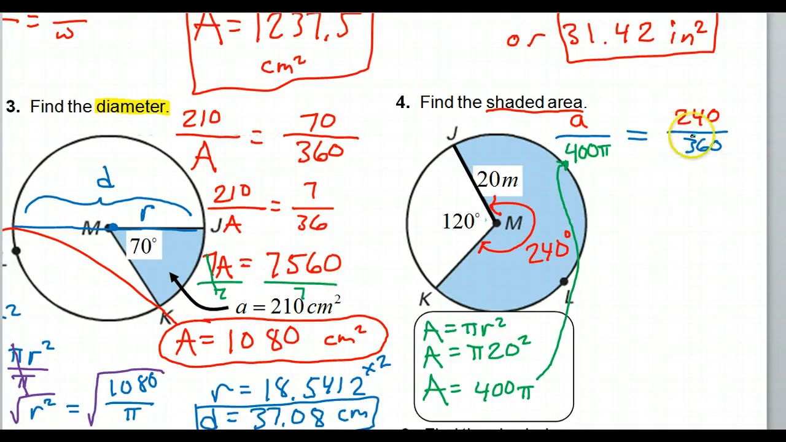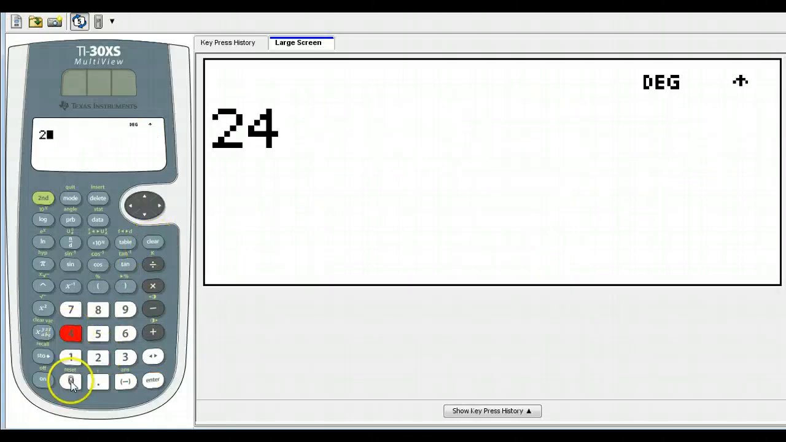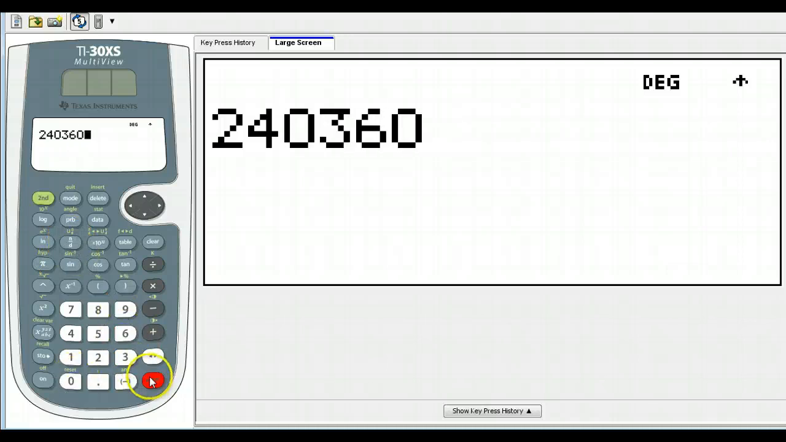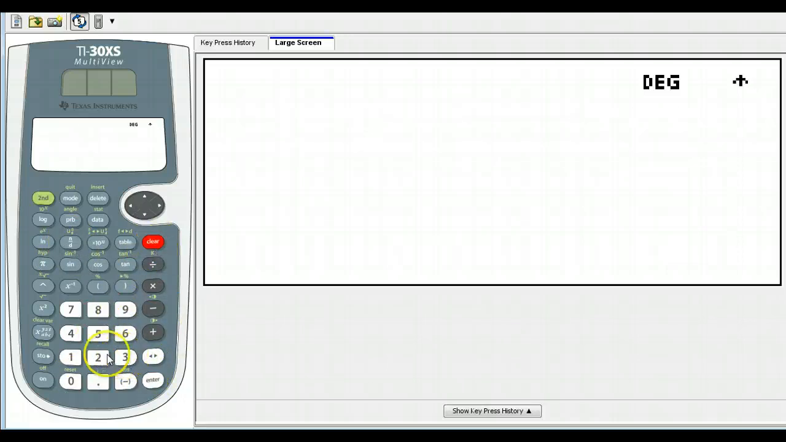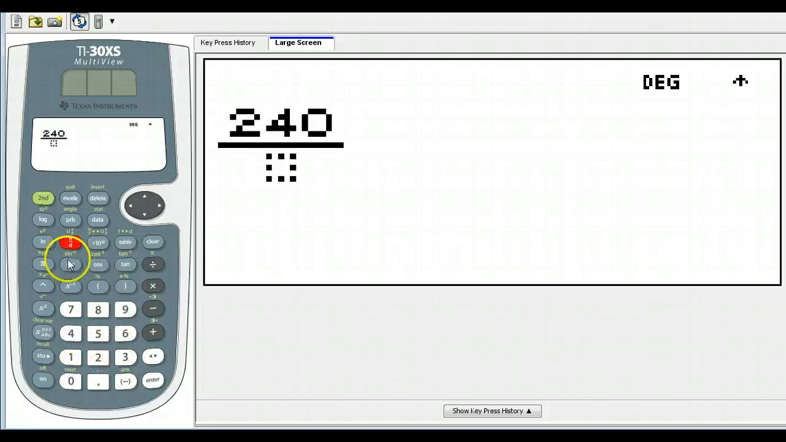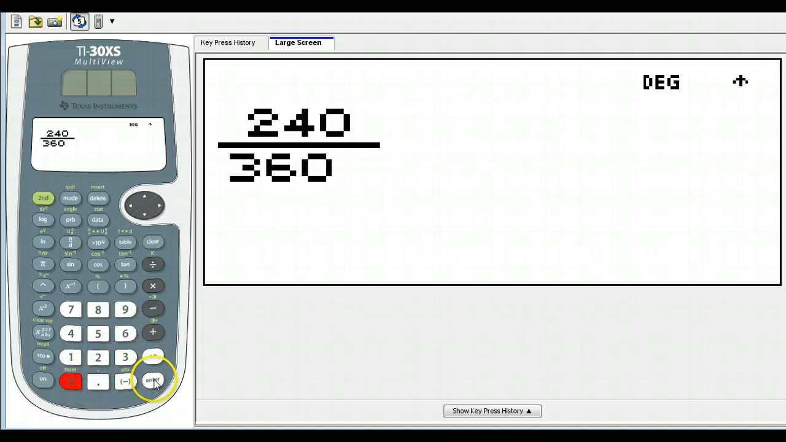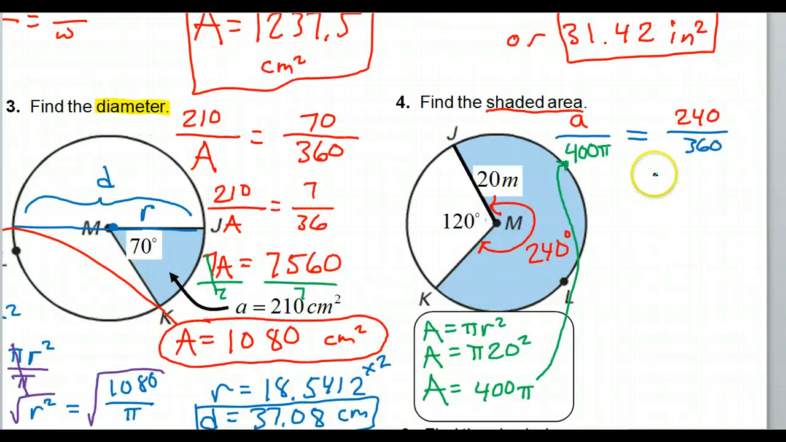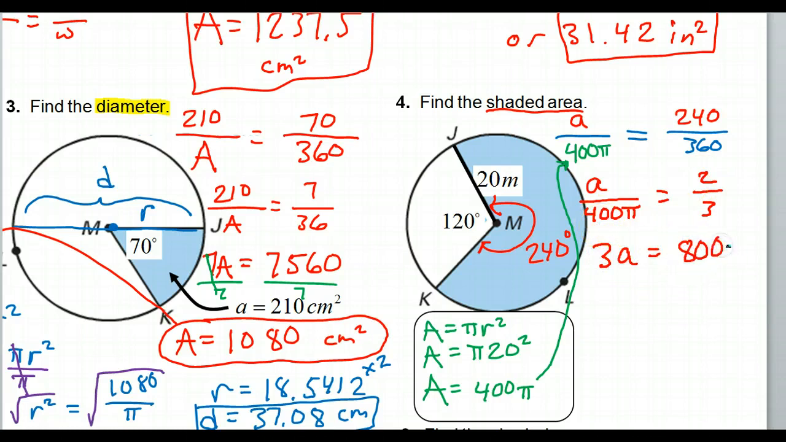Simplify, cross multiply, all that good stuff. So 240 over 360, let's reduce that. Whoa, I missed the button. Try again. 240 over 360. 2/3, nice, very nice. So that's going to be A over 400 pi is equal to 2/3. Lovely. So as I cross multiply, that's going to give me 3A. 2 times 400, of course, is 800. Okay, so that'll be 800 pi. Please don't forget the pi.